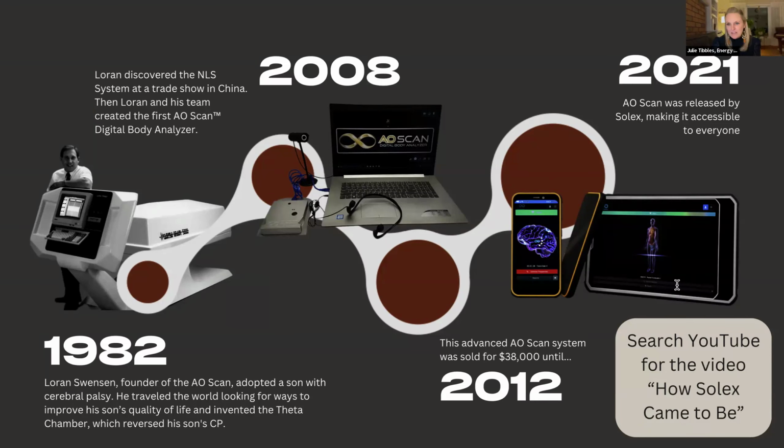But now we have the capability as of 2021 to access everything in that huge AO scan system that used to be $38,000 now at the palm of our hand, which anybody can use. It's not just limited to practitioners, which is amazing. And if you want to learn a little bit more about the history of the AO scan, you can go to YouTube and just search how Solex came to be, and there's a great short video there.